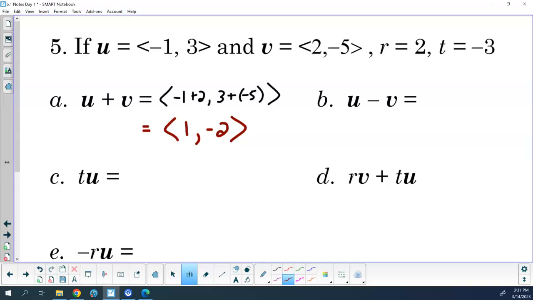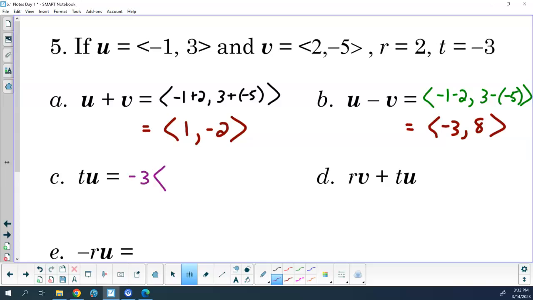Okay. U minus v is going to be -1 minus 2 and 3 minus -5. So that's going to be -3, 8. T times u is going to be -3 times the vector of u, which is -1, 3. So that would be +3, -9. Just distribute that in to both of those.